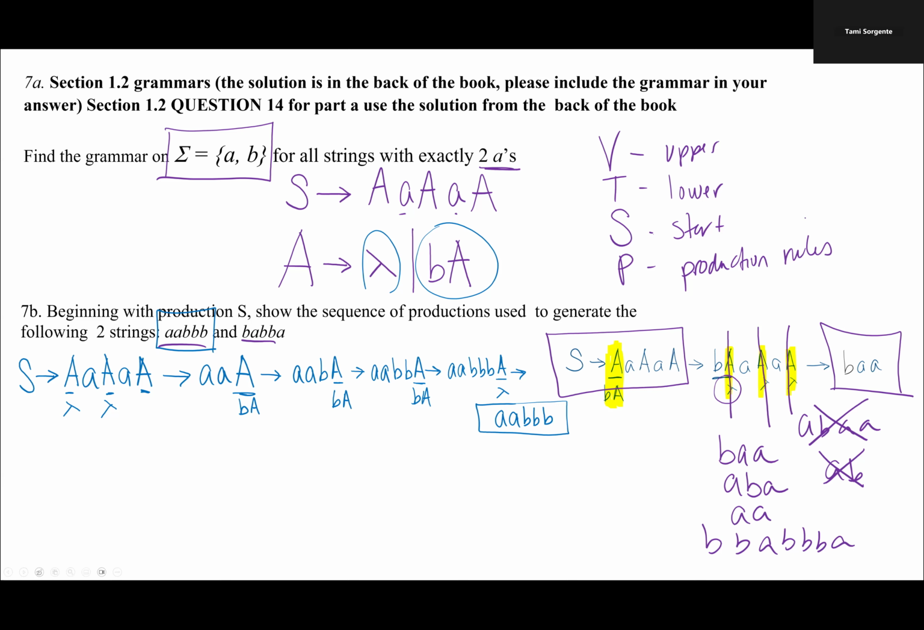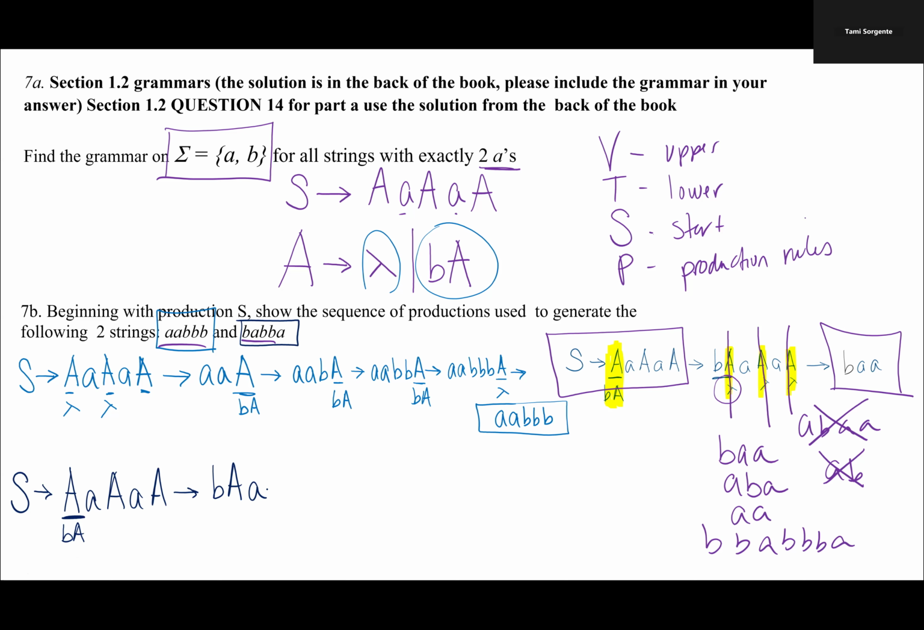Then generating the other string is going to be a little different. I still have to start with the same start. I have to pick up my two A's. But this string is going to have a B in the beginning. So I'm going to replace this one. I got to pick up my B here. So I'm going to take that A and replace it with a BA. I'm going to leave my little a.